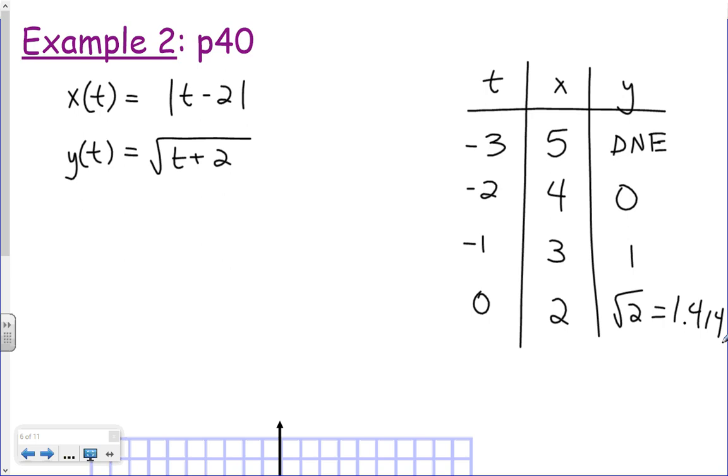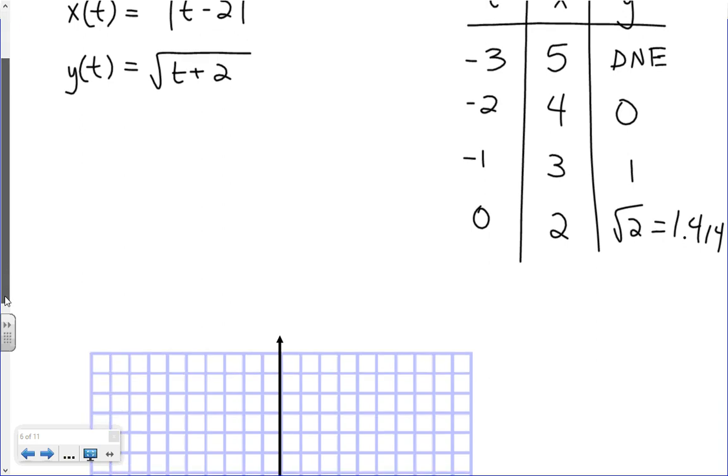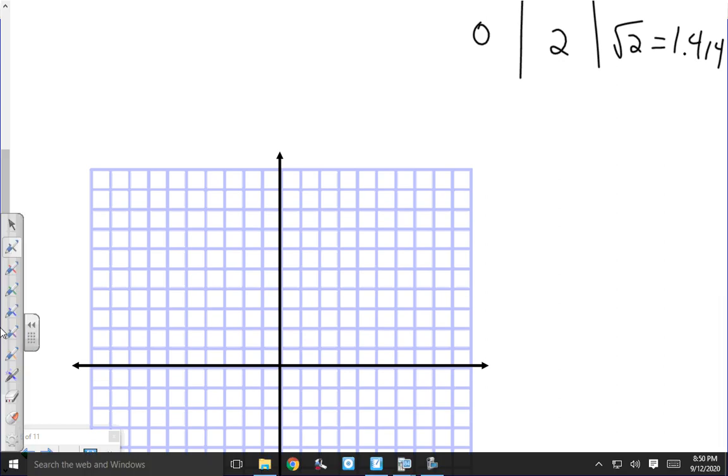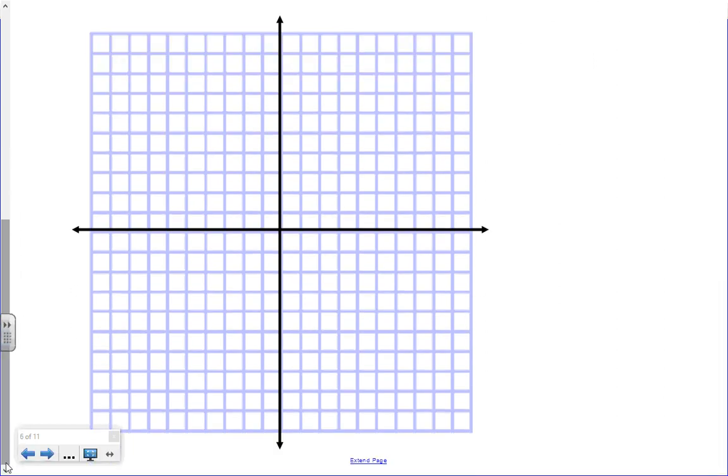All right, we continue doing this. Notice that you're taking a value for t. You're just picking numbers to plug in. You plug that into each equation, and that tells you an ordered pair that you're going to plot. So let's try plotting these values just so we can see what this graph would look like if we plotted all these points from -3 to 7, I think they said to do.